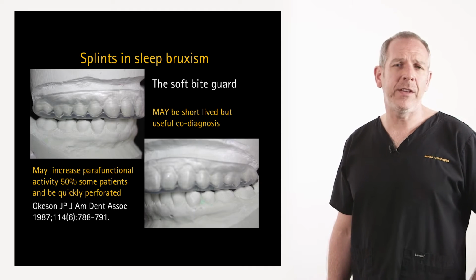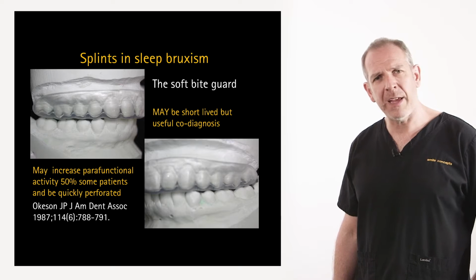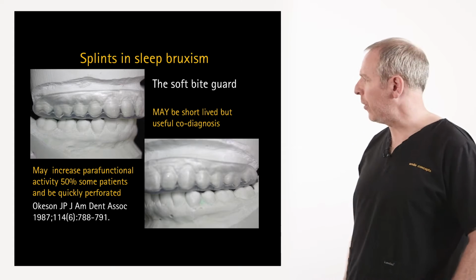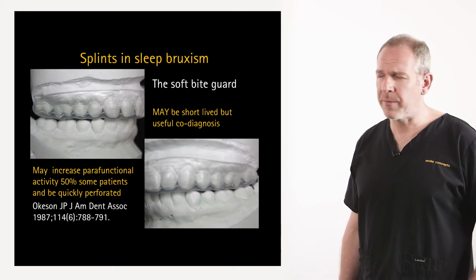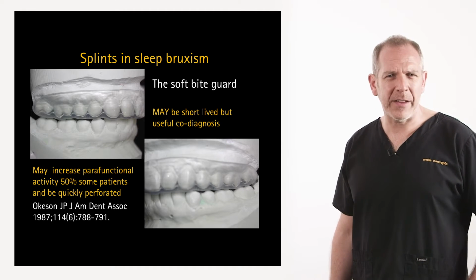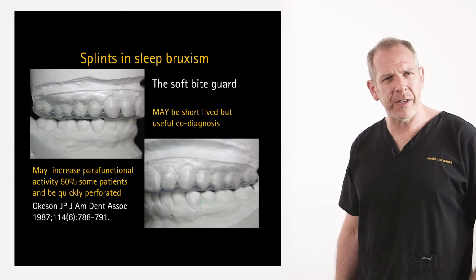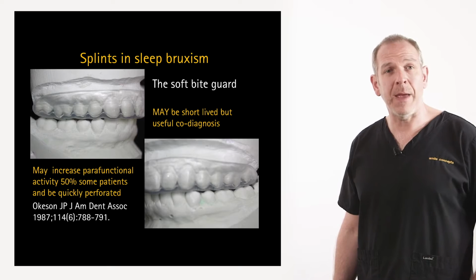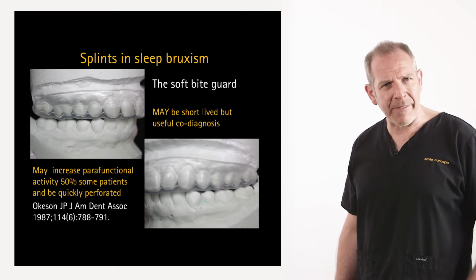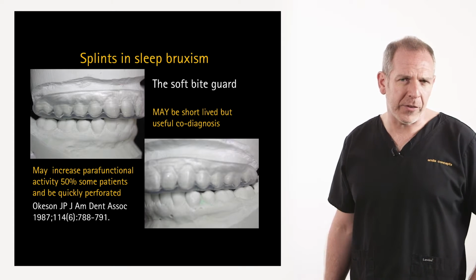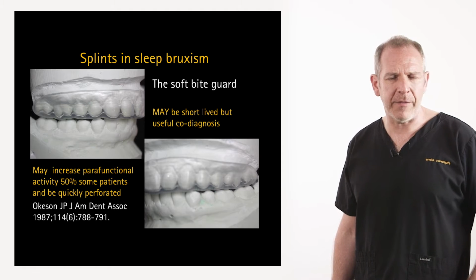It should be noted though that it has been reported that approximately 50% of patients who parafunction, if you give them a soft bite guard, it will make the parafunction worse. However, in some respects this is not a major issue because it's quite useful co-diagnostically. I find it very valuable to be able to hold a splint out for a patient and show the wear facets or the perforations in the splint. This very much brings their problem and their disease to life.